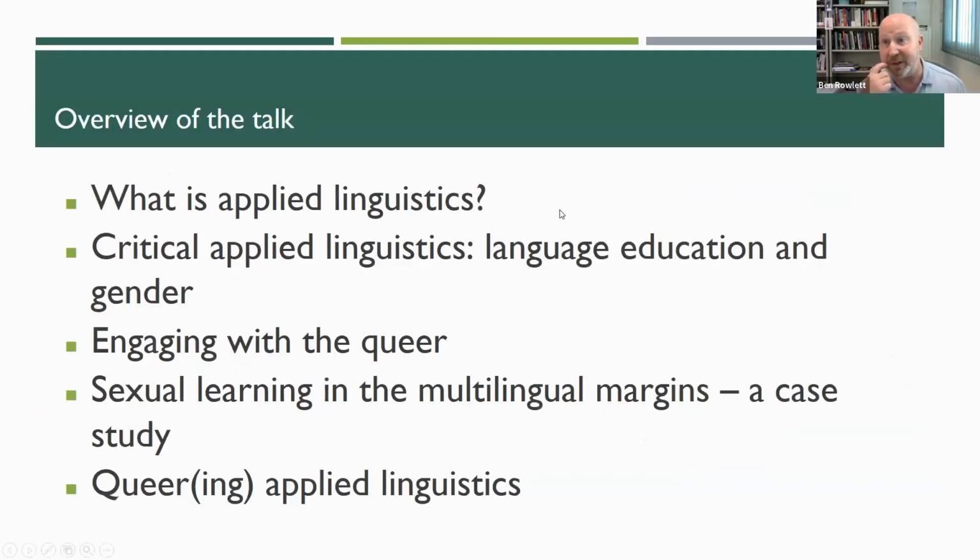So a brief overview of what I'm going to talk about in this session. I'm going to start by defining some terms, namely what is applied linguistics, and then the approaches of what we might call a critical applied linguistics. I'll then give an outline of some of the concerns related to studies of language learning and gender before going on to discuss what is meant by engaging with the queer in applied linguistics, along with related concepts, of course, of queer theory, queer linguistics, and ultimately conceptions of what a queer applied linguistics might be.